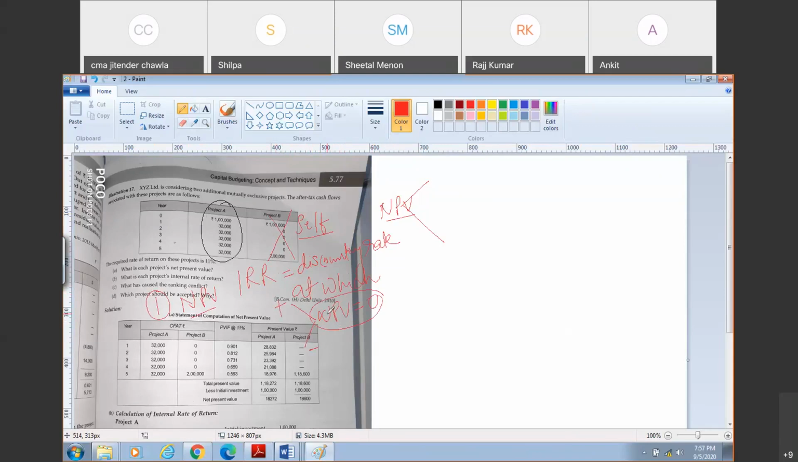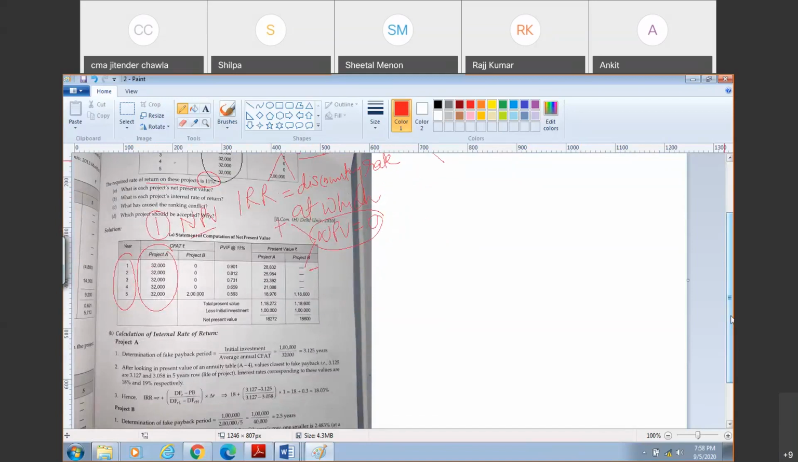My dear friends, are you allowing me to explain it further? So I am taking the example of project A only. Life period of 5 years. Both are mutually exclusive projects and both have an initial cash outflow of 1 lakh rupees. Now, in the question it is given that the required rate of return is 11%. So my first rate: I discount at what percent? 11%. Right.